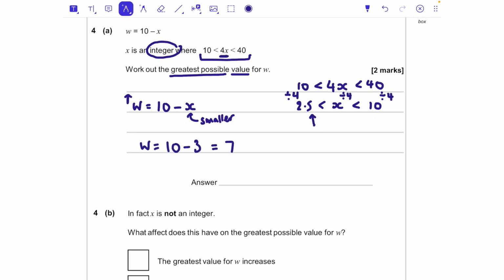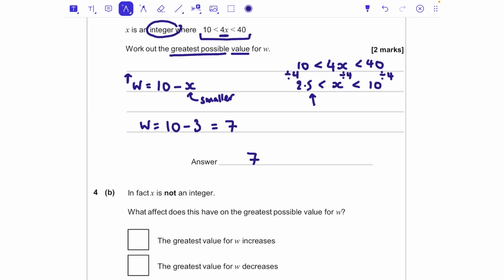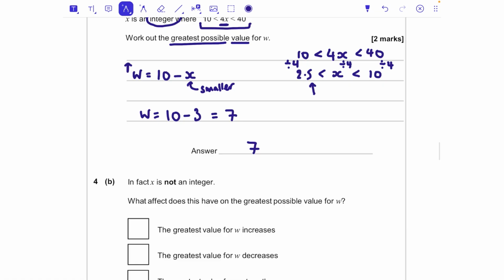So the smallest we can make x is 3, so the biggest we can make w is 7. For part B, it says, in fact, x is not an integer, so now it can take a decimal value. So now, actually, we've got some extra numbers that we can use. Instead of having to use 3, we can use some numbers smaller than that.